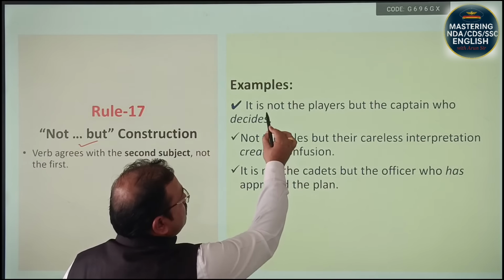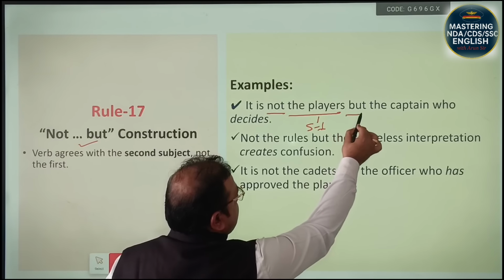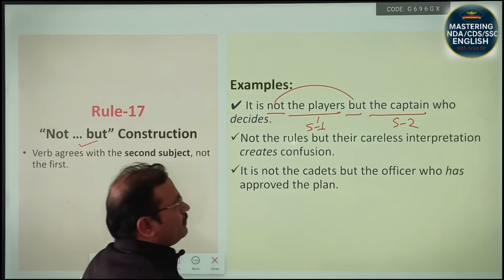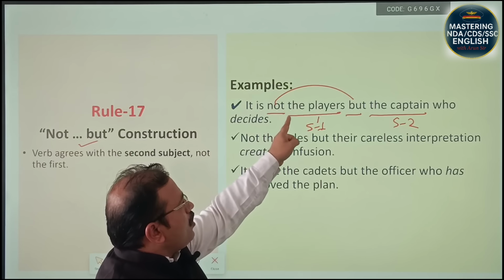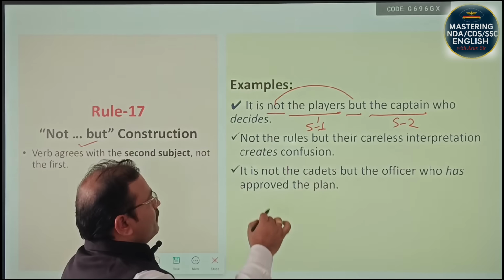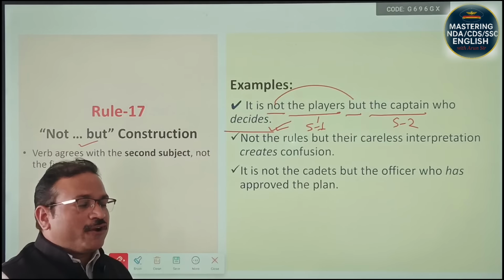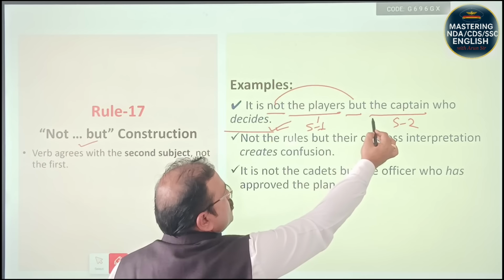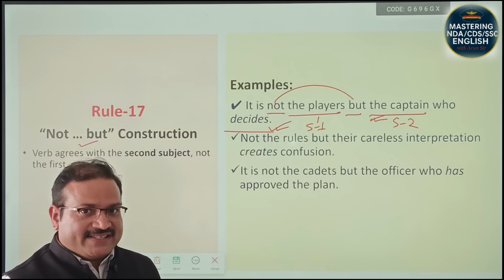It is not the players, subject 1, but the captain, subject 2, who decides. The players and the captain, both the subjects are joined by not but. Then the verb, whether it will be decide or decides, singular or plural, will depend on subject 2. Subject 2 is captain, singular, so singular verb decides.